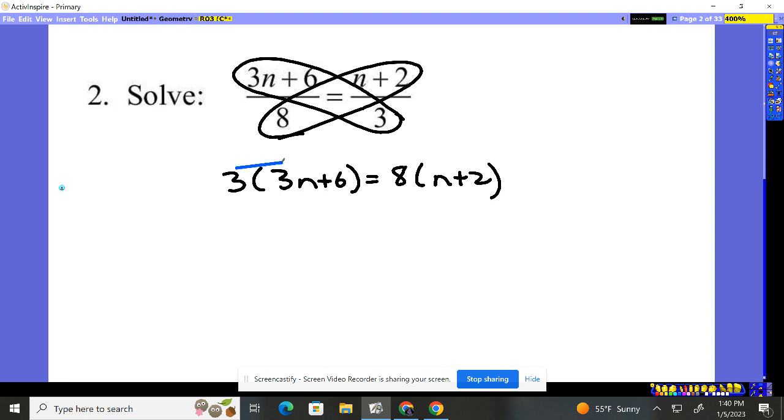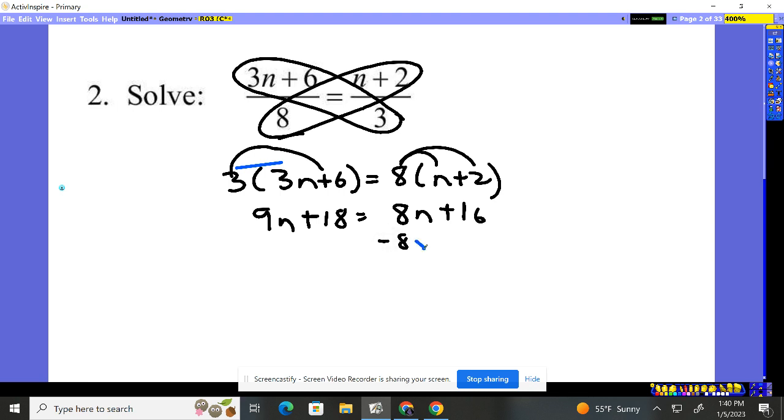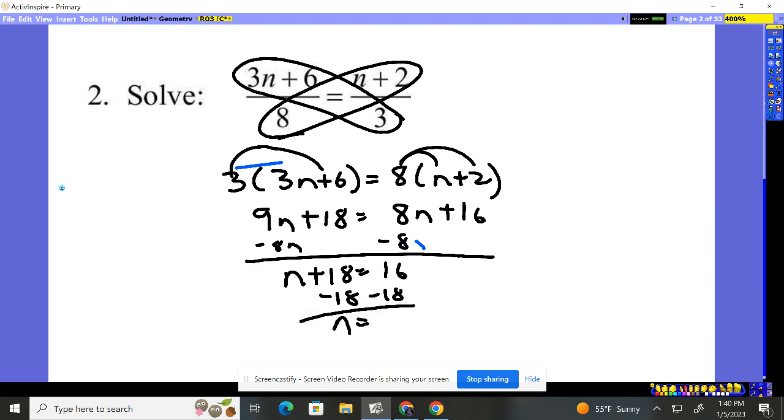I distribute through. 3 times 3n is 9n. 3 times the 6 is 18. Now here, 8 times n is 8n. 8 times 2 is 16. I now subtract 8n, moving my smaller variable over. I get n plus 18 equals 16. Subtract 18, and we have our answer. N equals negative 2 is the solution for problem number 2.